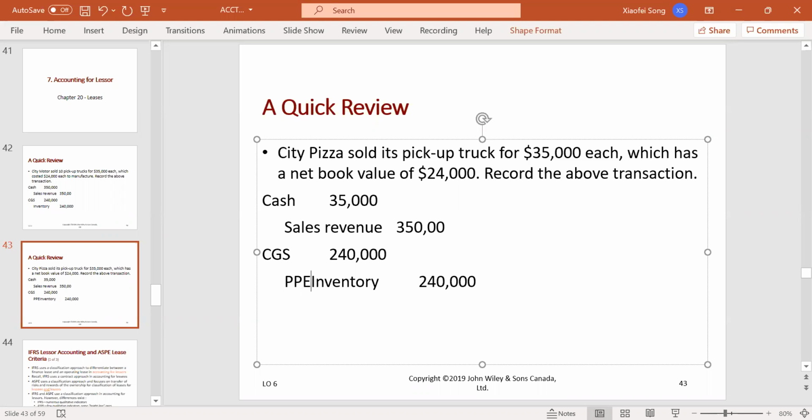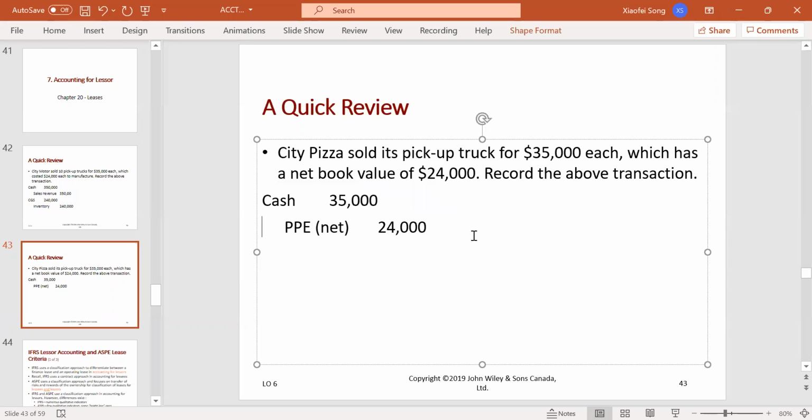In fact, we should even show the cost and accumulated depreciation separately, but since we don't have them, we'll just say net. This is not exactly proper, but I did not give you the information. So this will be 24,000, okay? And then there will be no sales revenue. Instead, there will be just the gain on sale of PPE, right?